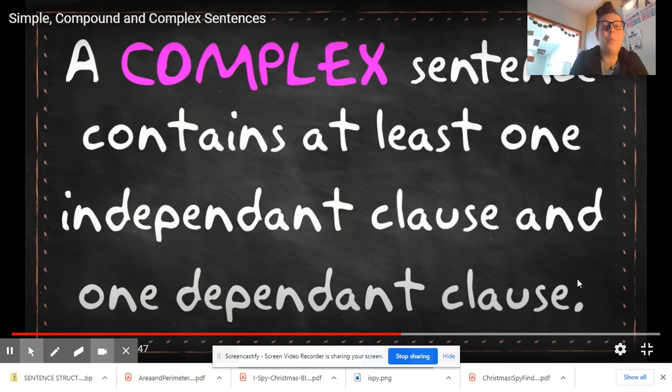Okay, this one, a complex sentence contains at least one independent clause and one dependent clause. So that means one complete sentence that can stand on its own, and then it has a sentence that's not a sentence. It's just a couple extra words to give extra information, but it cannot be a sentence on its own. So we're going to look at that example.